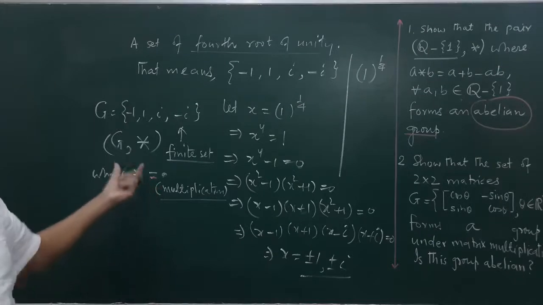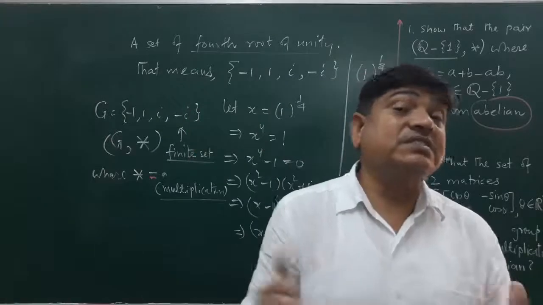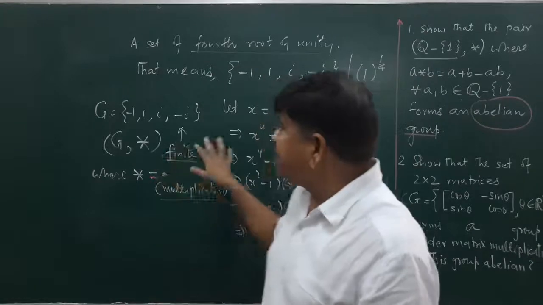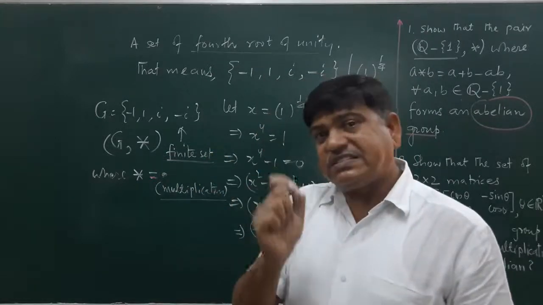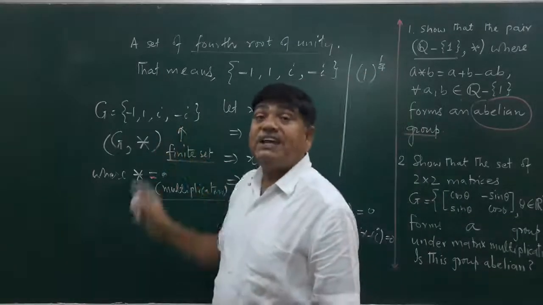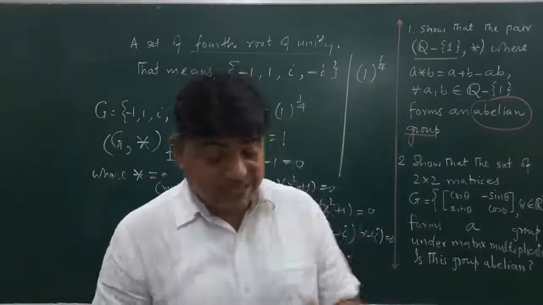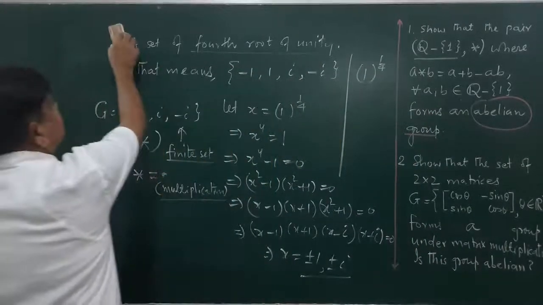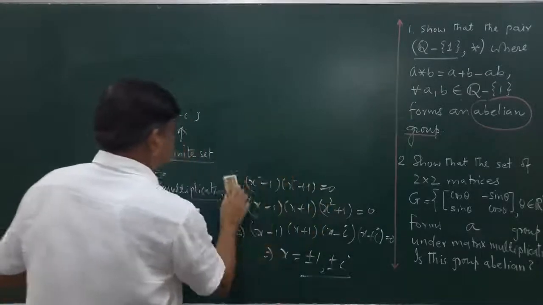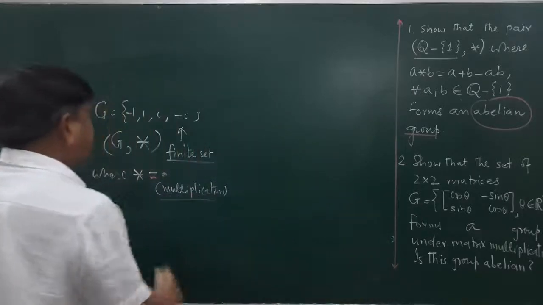How to prove this pair is a group? This is a finite set. The best way is to construct the composition table. This part we have already done, and if we consider the composition table, we find that this forms an abelian group. This is finite, so this is a finite abelian group.